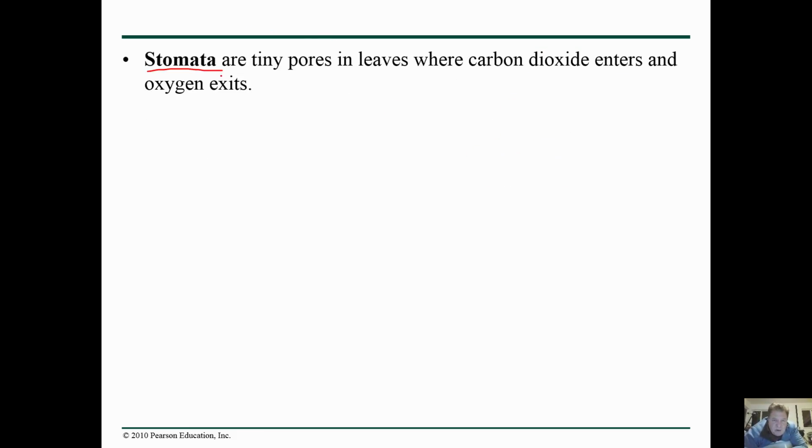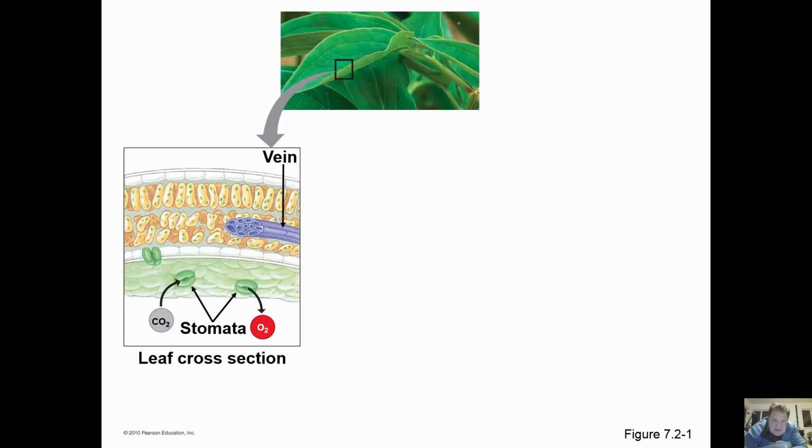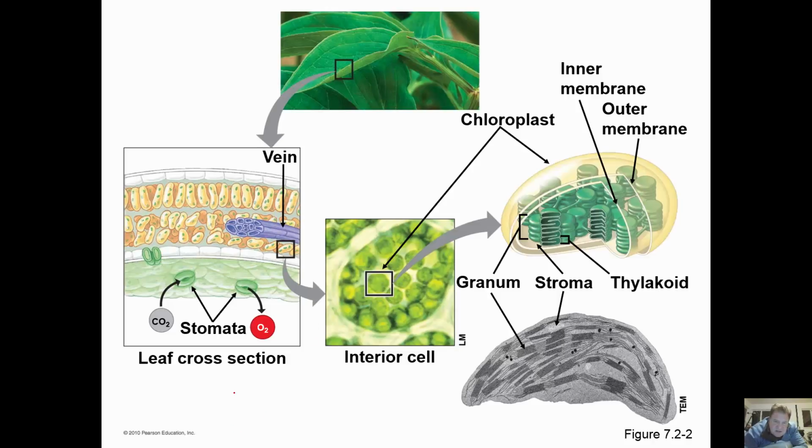Stomata are tiny pores in leaves where carbon dioxide enters and oxygen exits. Here's a picture of a leaf. If we take a look at a leaf, usually on the bottom side, we have these stomata. These stomata are little holes that allow carbon dioxide to diffuse in, and it's the process of diffusion. Because carbon dioxide is being used up in here, there's very little carbon dioxide in here. Because oxygen is being produced here, the oxygen becomes overabundant and moves out of the cells.